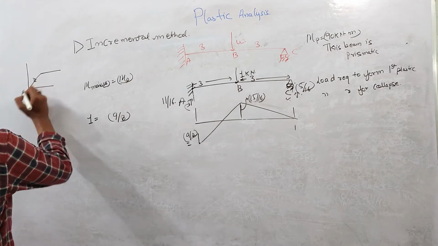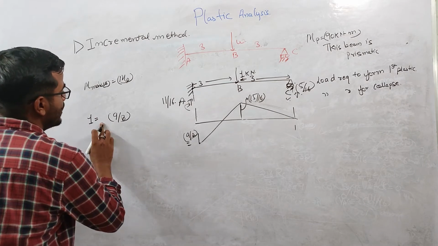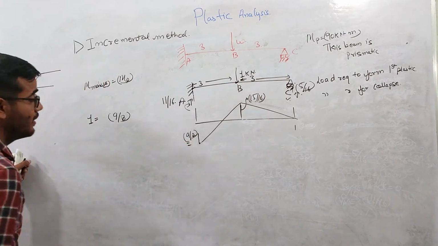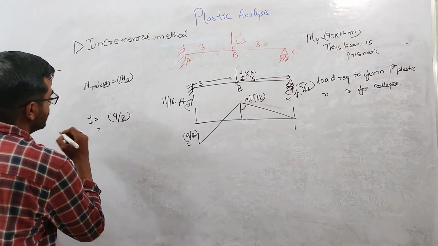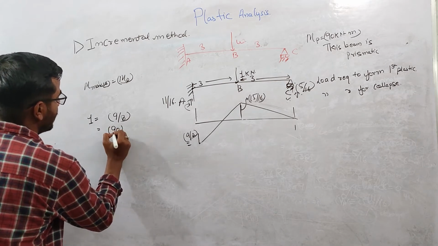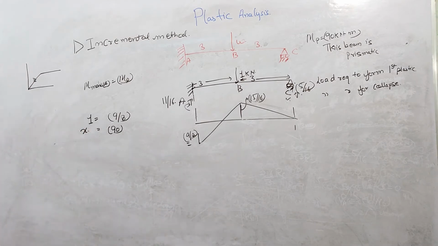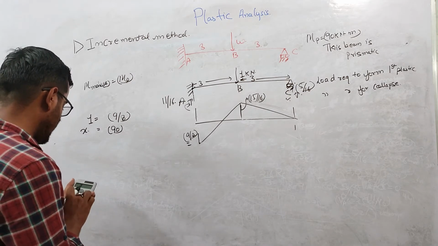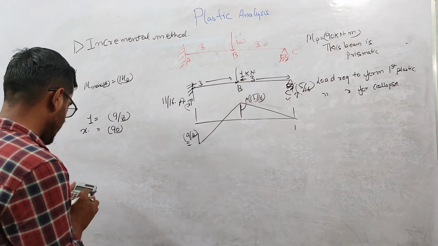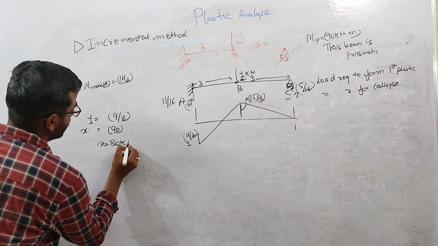Let us suppose we are here in elastic state, so I can use this relation. For this unit load, the moment generated at this point is 9 by 8. How much load is required to reach this 90 kilonewton meter capacity? That will be X. So if you calculate 90 divided by 9 by 8, X equals 80 kilonewton.